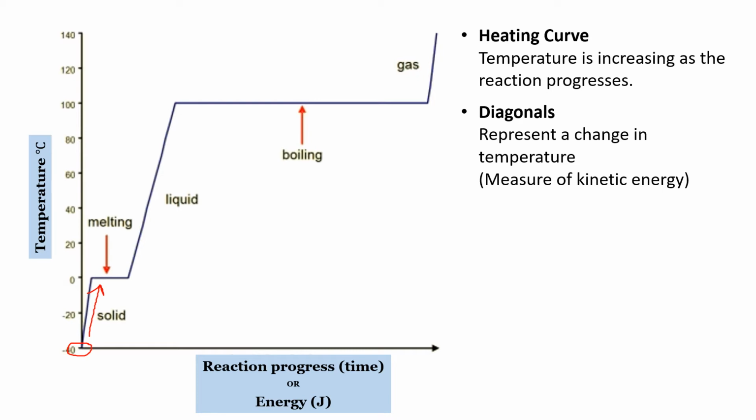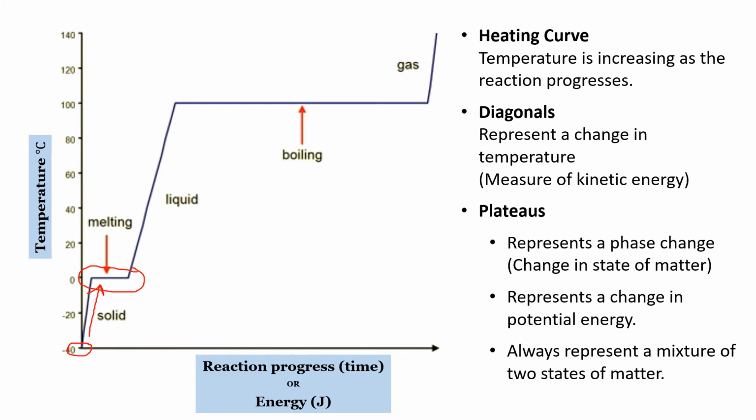Now, once we've heated our solid up, it reaches this plateau. Plateaus represent a phase change, or a change in the state of matter, rather. So we're going from a solid to a liquid. So on that plateau, our molecules are changing state from a solid to a liquid. So this represents a change in potential energy. Remember, potential energy is energy that's stored up.